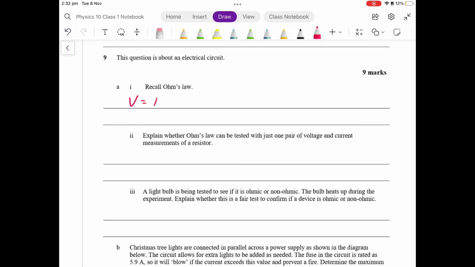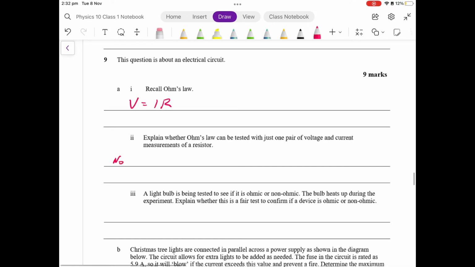Okay, this is another question, electrical circuits. The first pass is recall Ohm's law, V equals IR, the voltage equals. So if you have one pair of voltage and current measurements for a resistor, you can calculate the resistance, but you're not really testing Ohm's law. You're not testing that the resistance is the same for every pair of V's and I's, that R is the slope of a VI graph for an ohmic device.